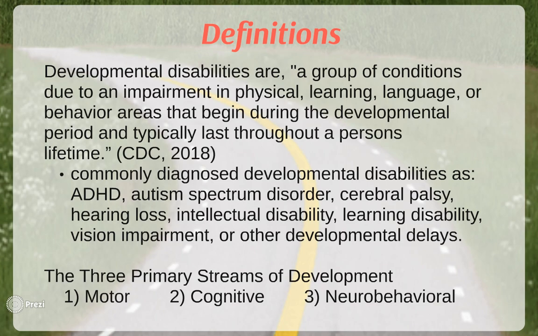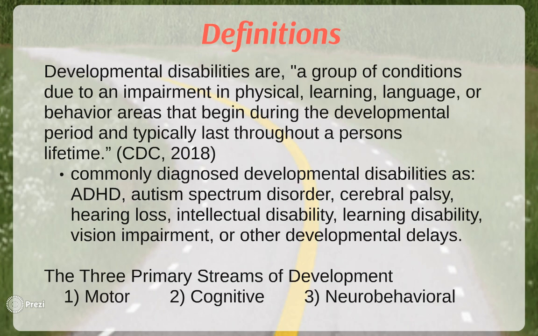Let's take a moment to define development and the 3 primary streams of development. Development is actually an end product of neural function that unfolds over time. The CDC describes developmental disabilities as a group of conditions due to an impairment in physical, learning, language, or behavior areas that begin during the developmental period and typically last through a person's lifetime. The CDC lists some of the commonly diagnosed developmental disabilities as ADHD, autism spectrum disorder, cerebral palsy, hearing loss, intellectual disability, learning disability, vision impairment, or other developmental delays.